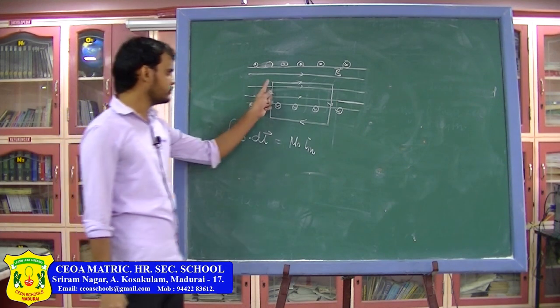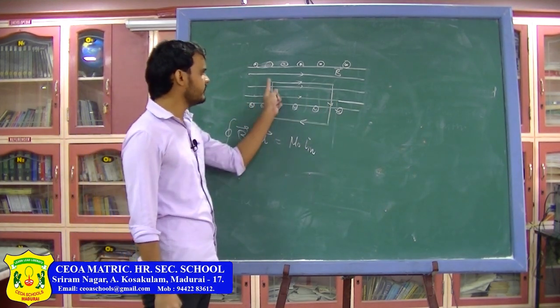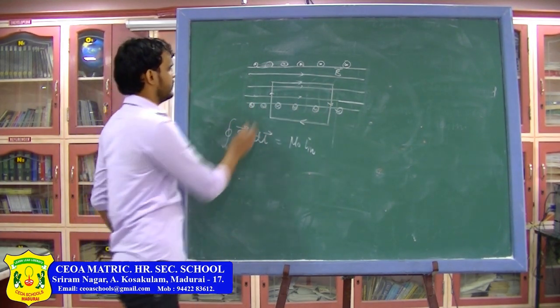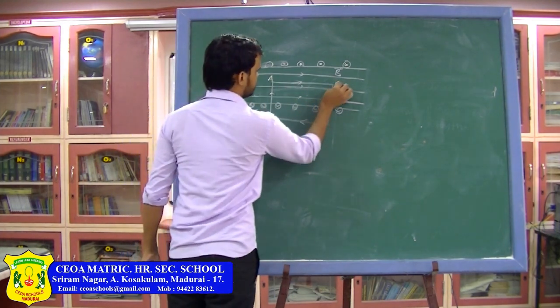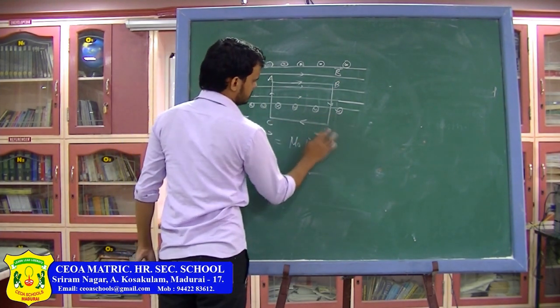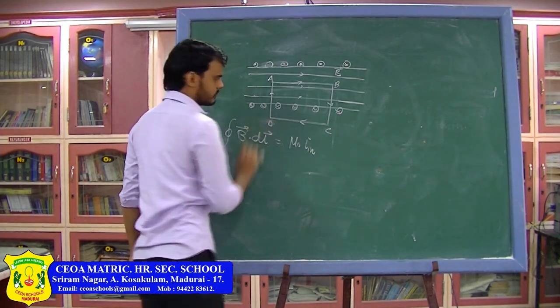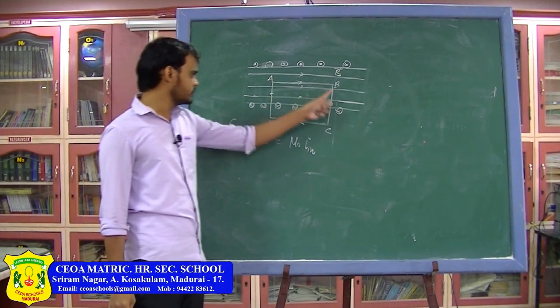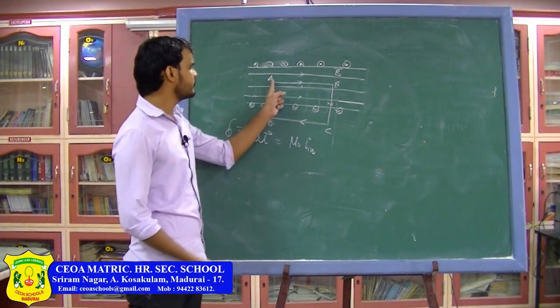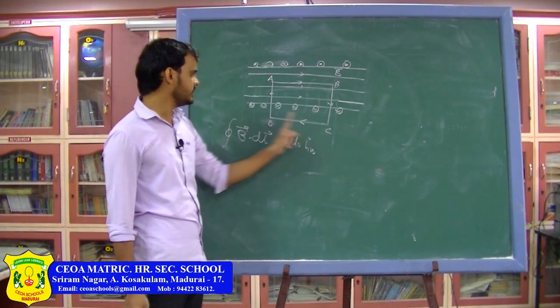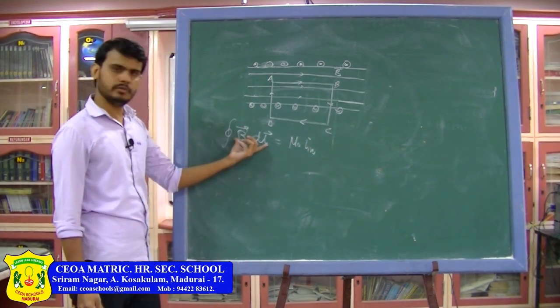So I have to do the integration of magnetic field over this loop. Now here suppose this point is A, this is B, this is C and this is D. Now I can divide this whole loop into 4 parts: from A to B, B to C, C to D and D to E.